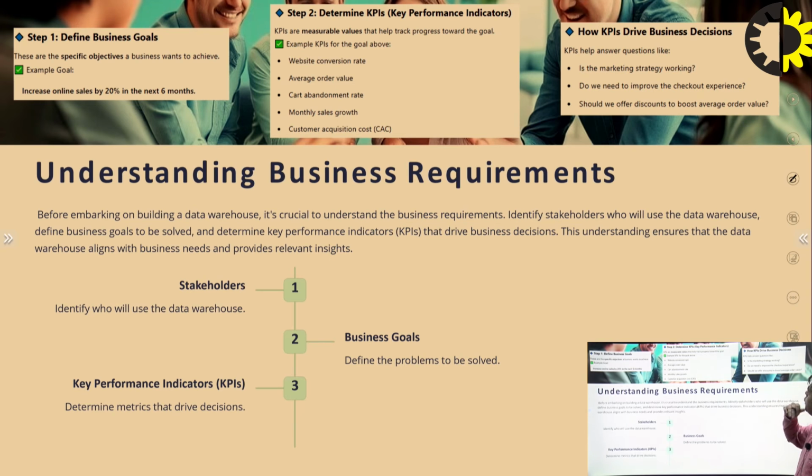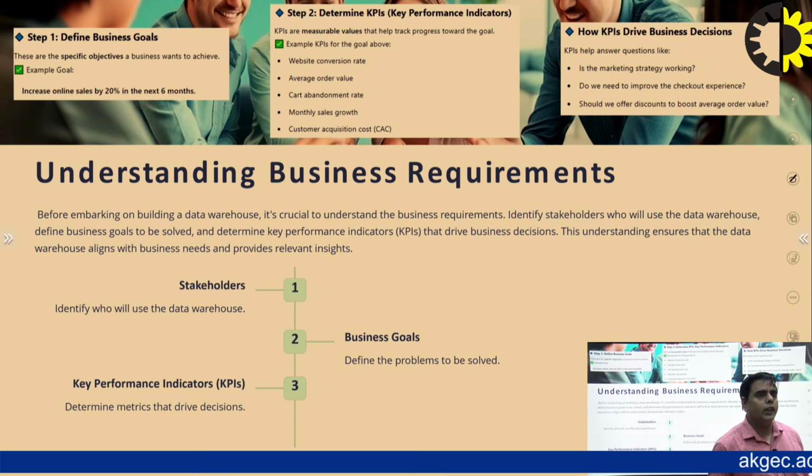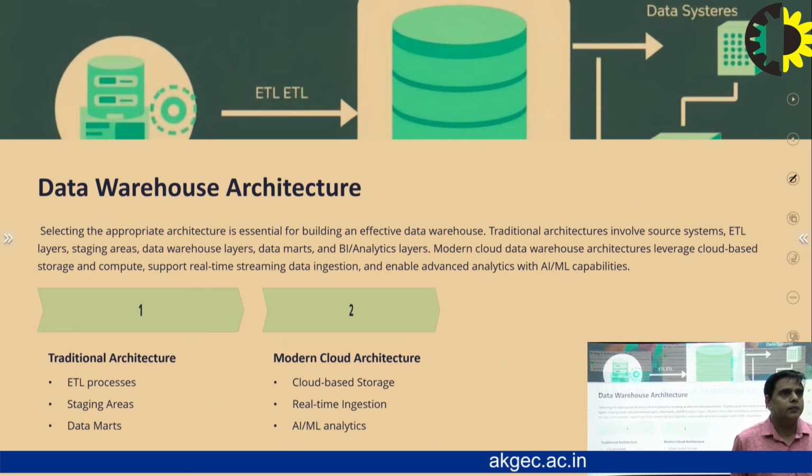There are a lot of questions related to the KPI. Are the marketing strategies working? Do we need to improve the checkout experience? Should we offer discounts to boost average order value? When we use query parameters, this type of insight should be available with the data, and when we use any query with our data, it should be able to give the answer to these KPIs.